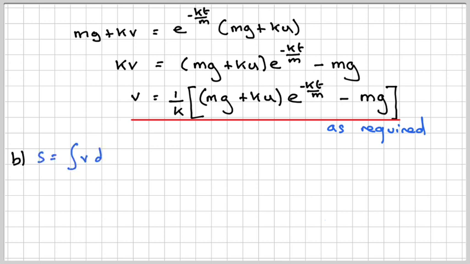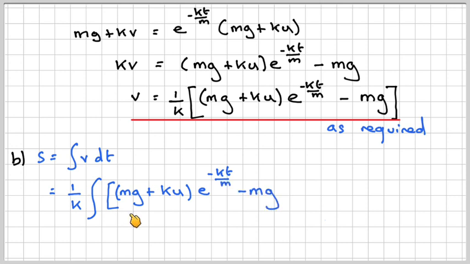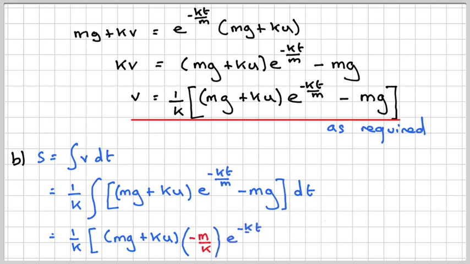Right, for part B, the displacement is the integral of this, so we'll integrate this. We'll just take out the 1 over k. Now we're doing the integral of all of this. So integrating that, we're going to get 1 over k, mg plus ku, because these are all constants. Now, when we differentiate this back, we're going to have a minus k over m, so we're going to have to put in here a minus m over k, e to the minus kt over m. And then if we integrate minus mg, we're going to get minus mgt. But we're also going to get another constant of integration, which I've called c subscript s.